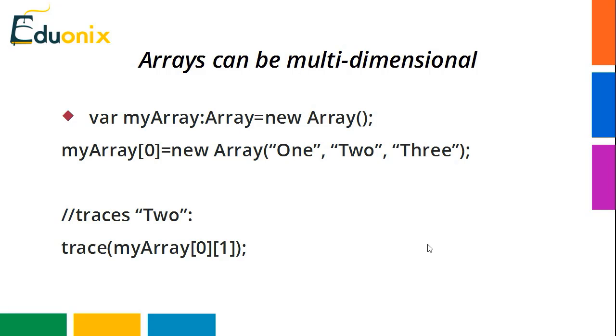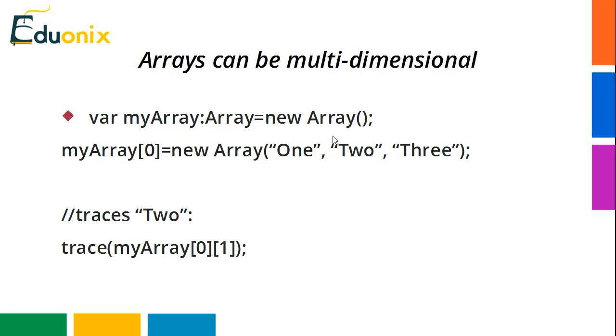And I want to talk about something called multidimensional arrays, because arrays can store objects inside themselves, and they can store arrays inside themselves because an array is a type of object. So in this case I'm storing in the first element of an array another array with 3 elements inside it.